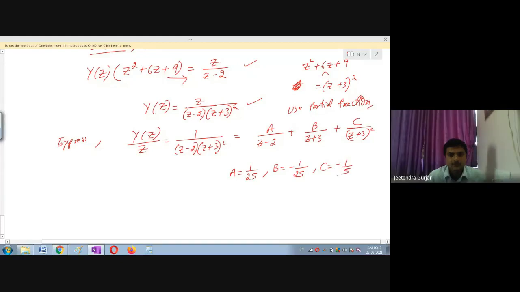Very good. So you got the correct answer. Everyone got the same answer. Please check, students. Simplify properly. You should get A is equal to 1 upon 25, B is equal to minus 1 upon 25, C is equal to minus 1 upon 5, students.